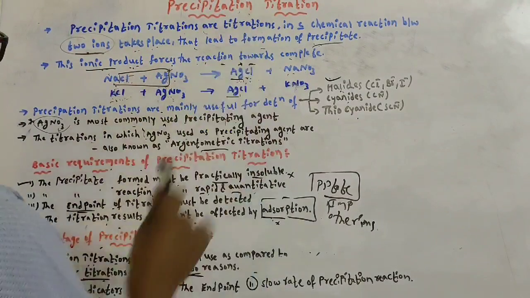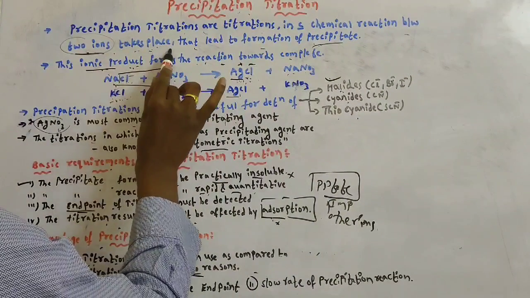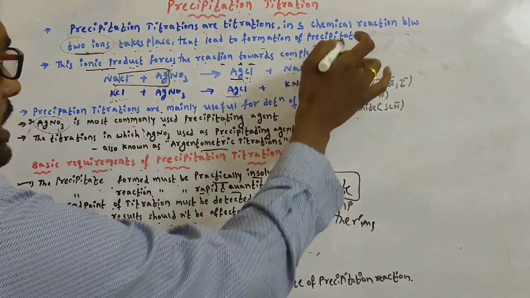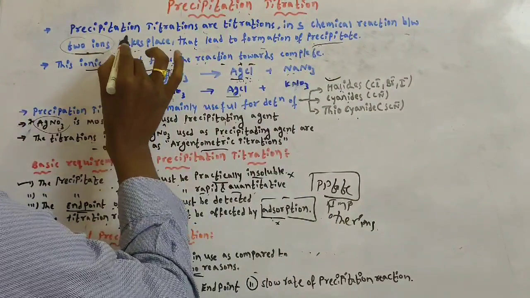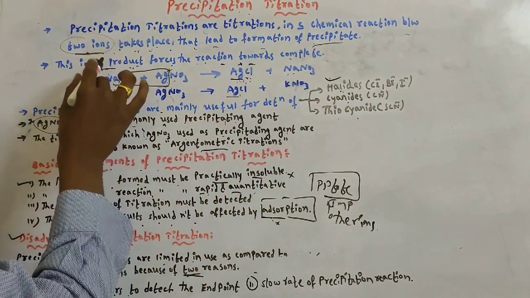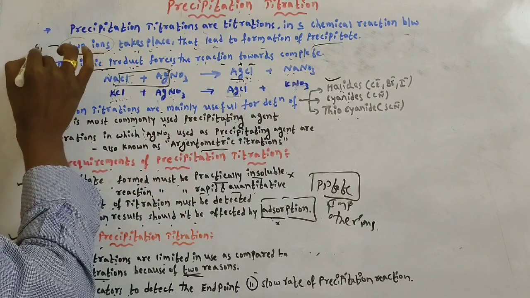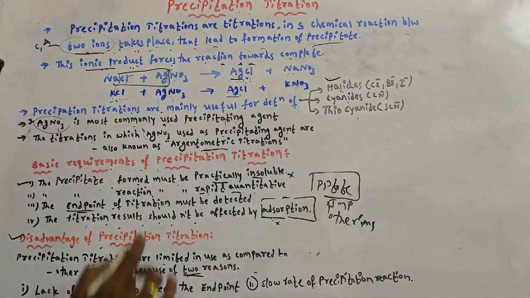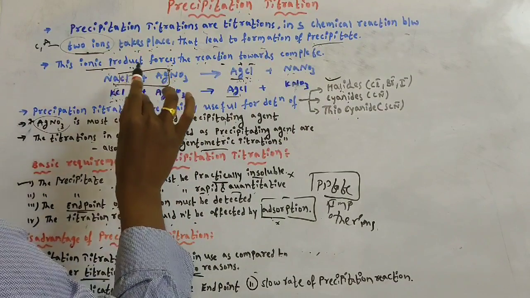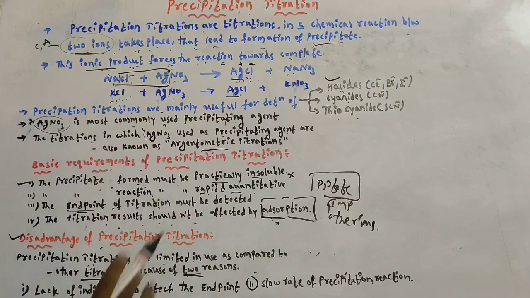Precipitation titrations are titrations in which a chemical reaction between two ions takes place that leads to the formation of a precipitate. One is a cation and another is an anion. The precipitate is the formation of an ionic product, and the ionic product forces the reaction towards completion.